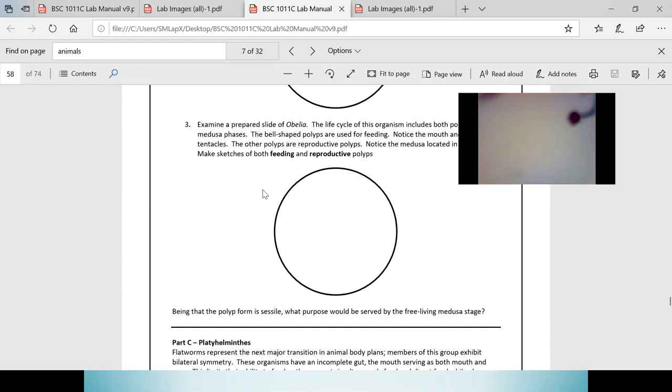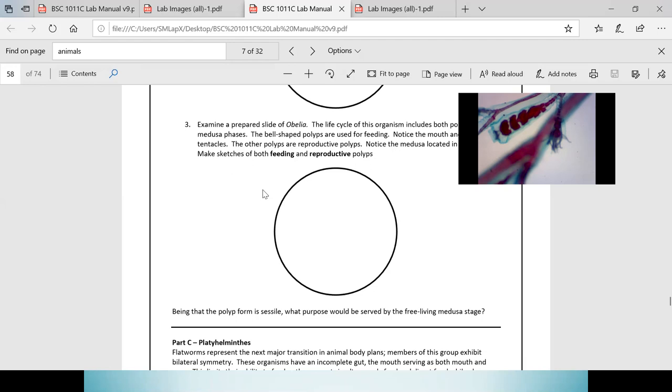All right. Oh, that's not even in focus at all. The location fidelity on this isn't the greatest. Let's start easy first. Oh, there you go. That's a nice picture. So this is Obelia. That's another hydroid.